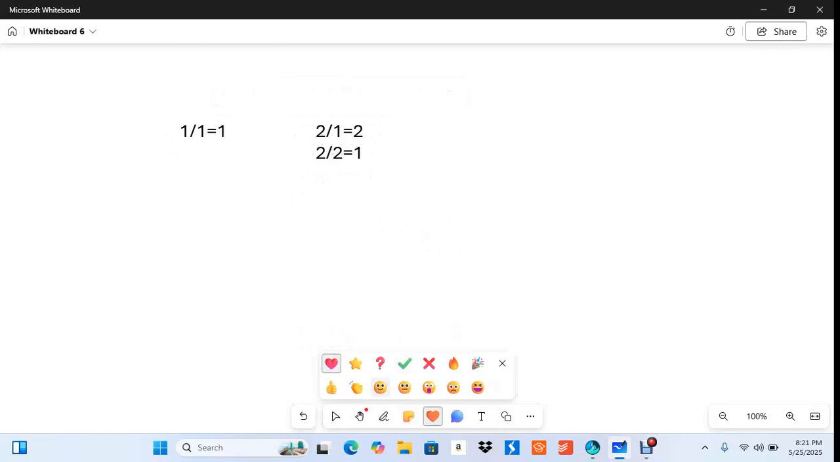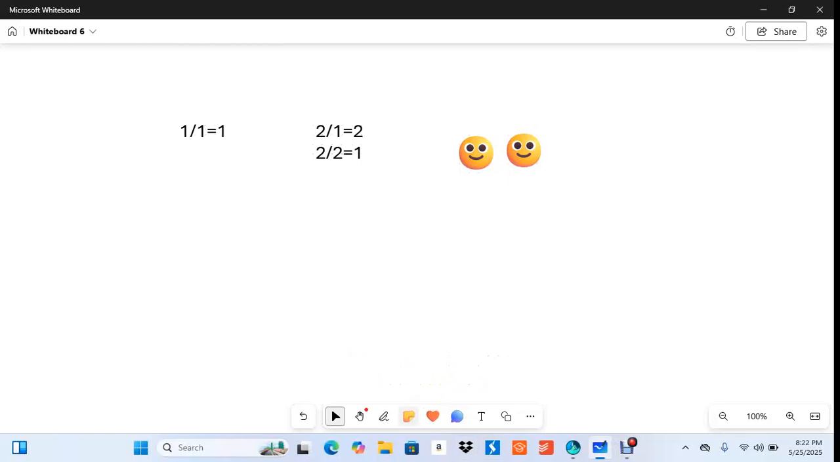Let's say I have two. Okay, I have two things. Okay, there's two smiley faces there. In this case, if I wanted to divide the two into one group, so I should only have one group. Let's say, put it into one group, but there should be two things in it. How many groups would I have? I'd have one group. 2 divided by 2 would bring one group.